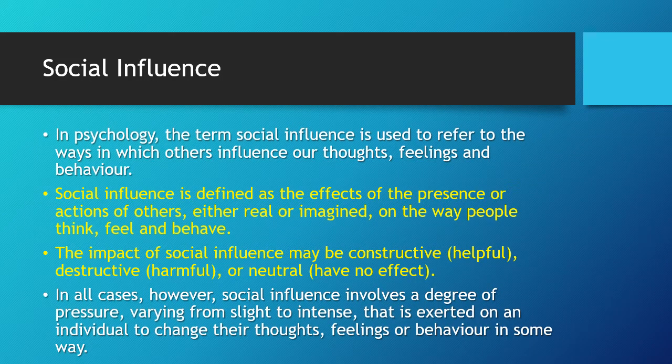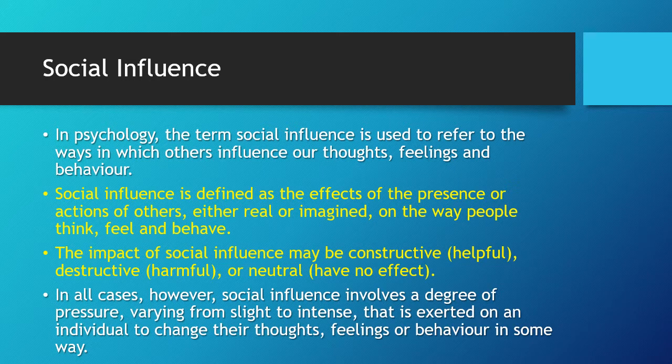So in psychology, the term social influence is used to refer to the ways in which others influence our thoughts, feelings and behaviour. So you're essentially looking at why or how other people actually influence the way you think and feel. So social influence is defined as the effects of the presence or actions of others, either real or imagined, on the way people think, feel or behave.